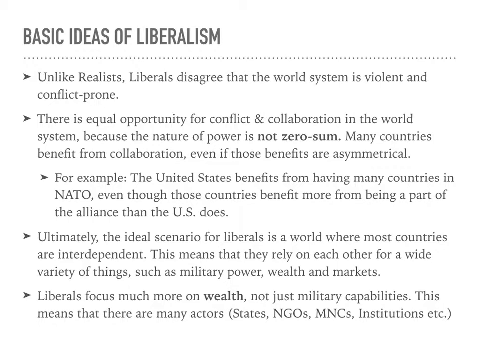Ultimately, the scenario that liberals want is a world where most countries are interdependent, that they rely on each other for a whole host of different things, such as military power, wealth, and markets. That makes conflict impossible because you cannot go to war with other countries without then damaging yourself. Liberals tend to focus much more on wealth, not just military capabilities. So that means that in addition to states, there's also a whole host of different actors: NGOs, MNCs, institutions, etc. And we looked at all of those in our lecture on classical liberalism.